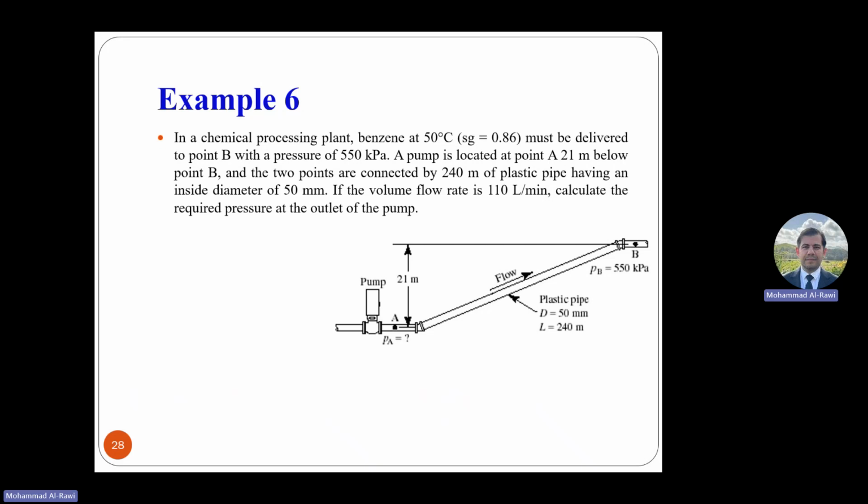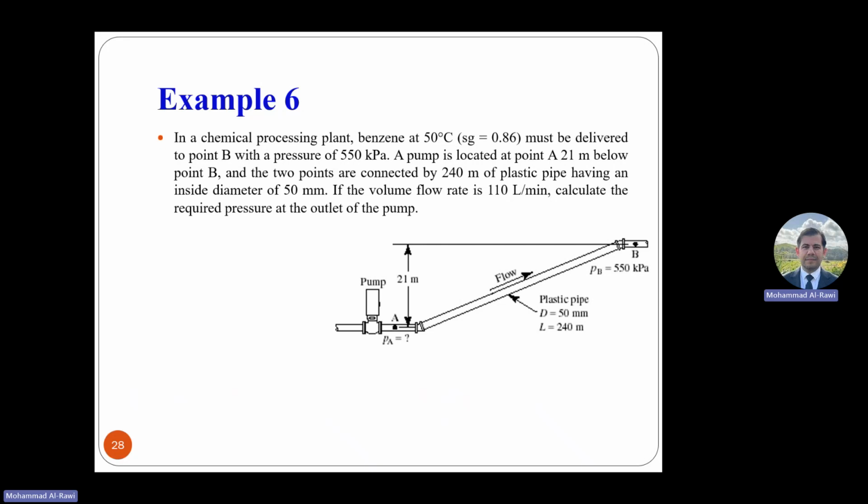In a chemical processing plant, benzene at 50 degrees, specific gravity 0.86, must be delivered to point B with a pressure of 550 kilopascal. A pump is located at point A, 21 meters below point B, and the two points are connected by 250 meters of plastic pipe having an inside diameter of 50 millimeters. If the volume flow rate is 110 liters per minute, calculate the required pressure at the outlet of the pump.